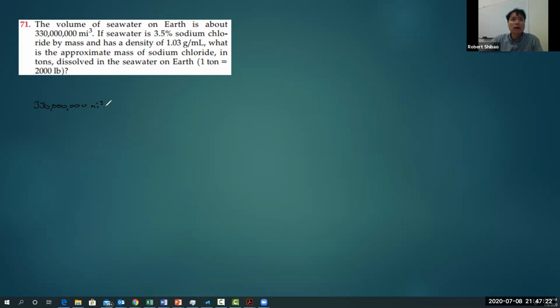But anyway, so we got 330 million cubic miles. But this is a beginner chemistry mistake, this is cubic miles of seawater. An advanced chemistry student would obviously put the seawater there.